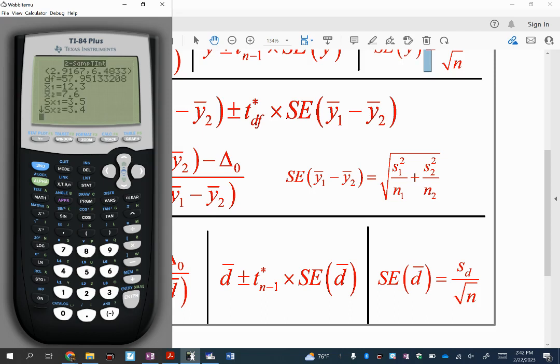Okay, let's write down a couple of things here. Notice the very first thing is the interval. So let's go and write down this is the answer. 2.917.